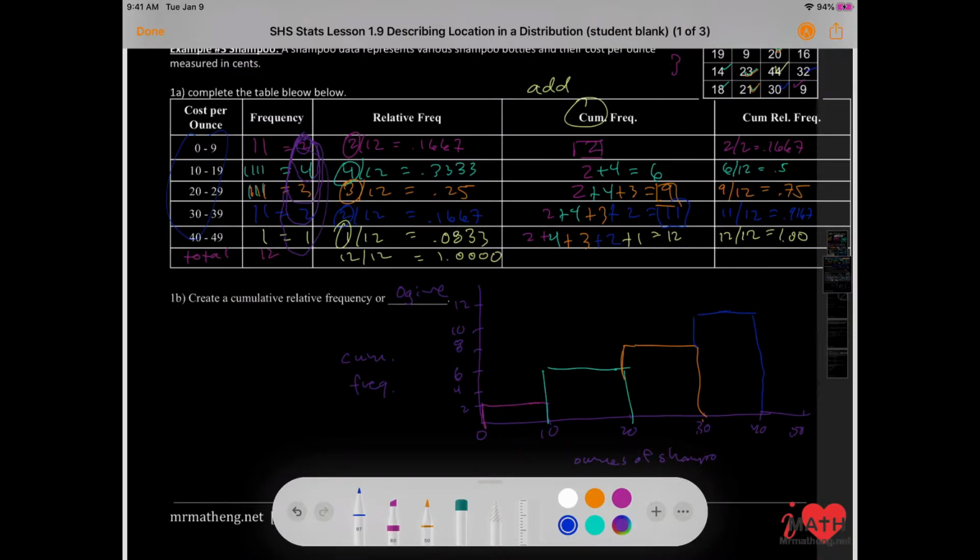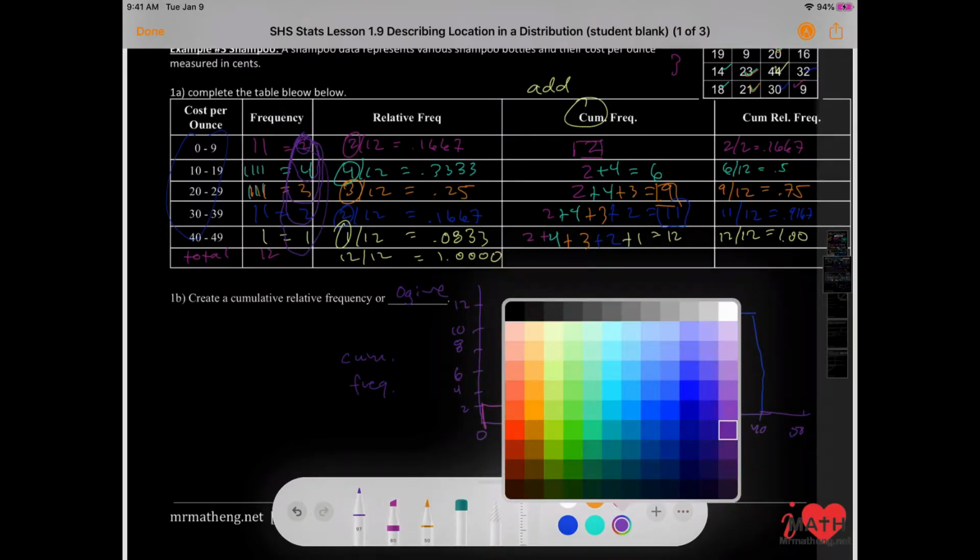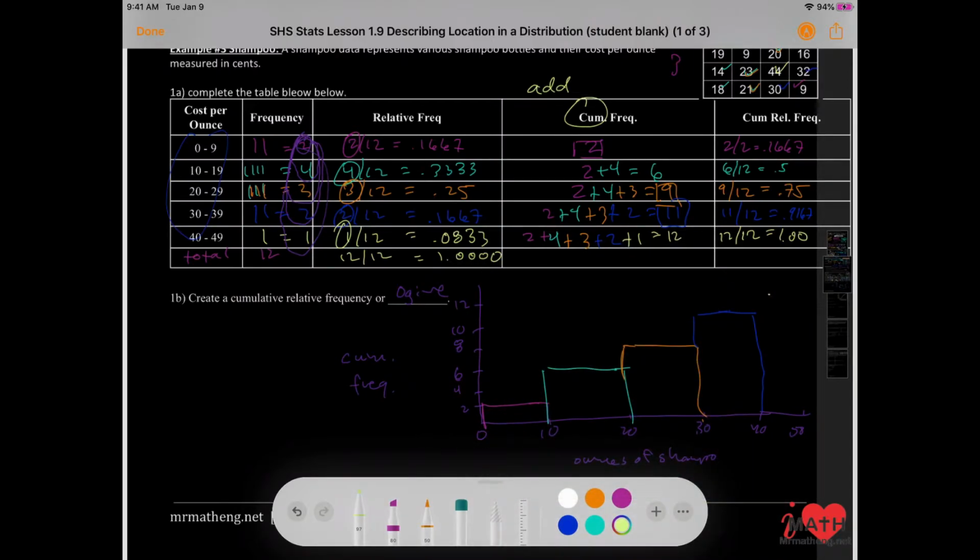I don't know if that makes sense. And then 12. Okay, so this is a cumulative frequency histogram. So that's what that one looks like. But now if I change it, let's change it now.